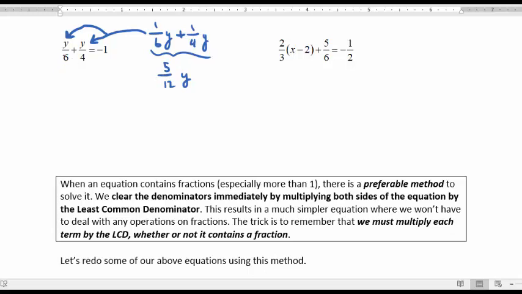5/12 y. So this is really step 2 in our equation solving process from above. We're combining the like terms here by adding the coefficients. So 1/6 and 1/4 is 5/12. So this is 5/12 y equals -1, and now we're down to our last step. The only thing we have to do is get rid of this coefficient by multiplying by the reciprocal, which is 12/5.